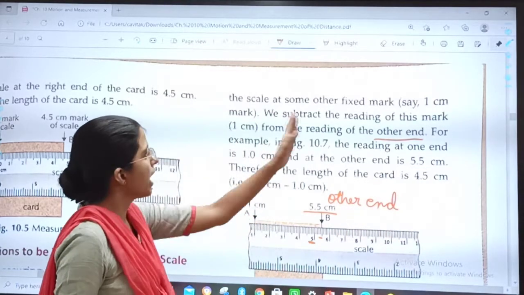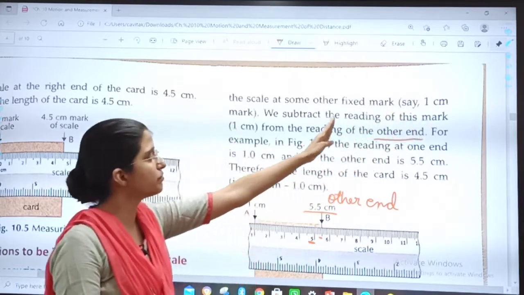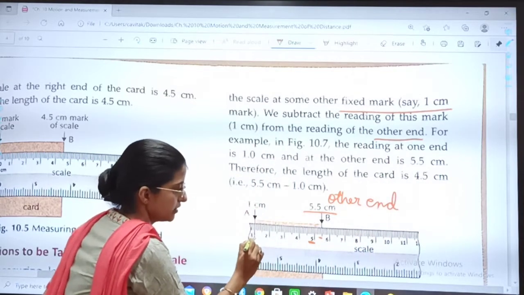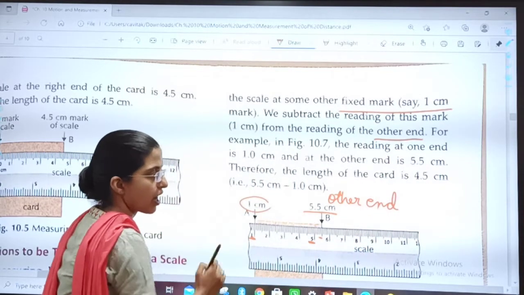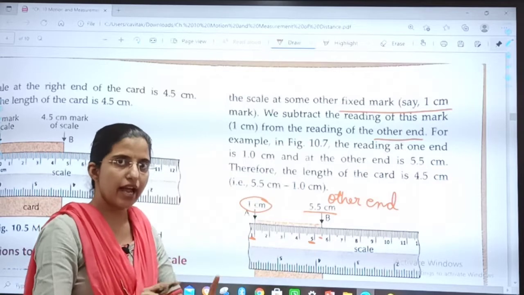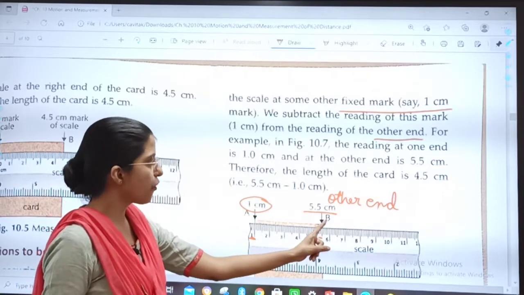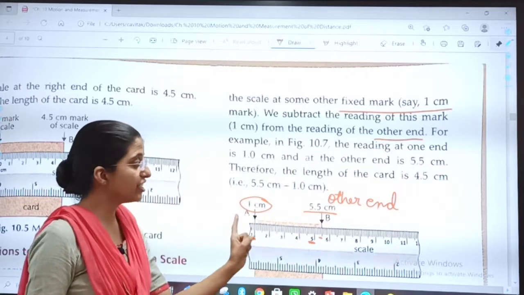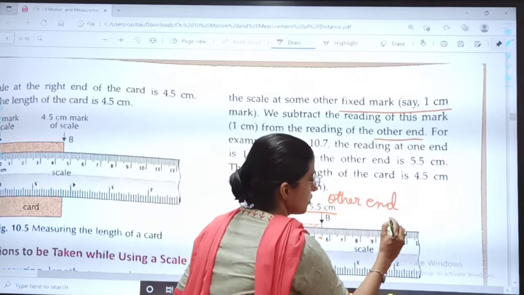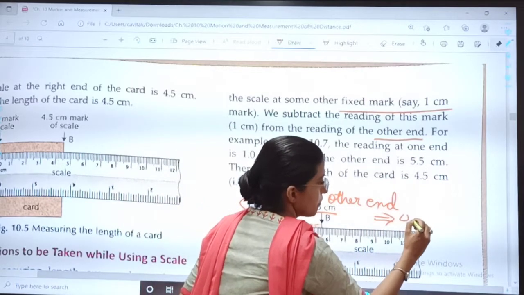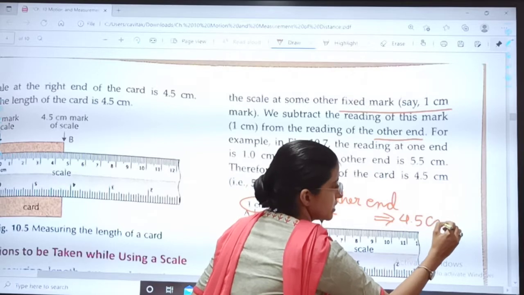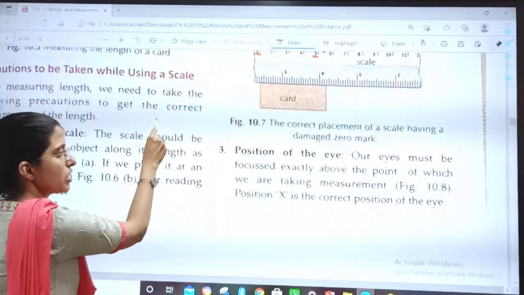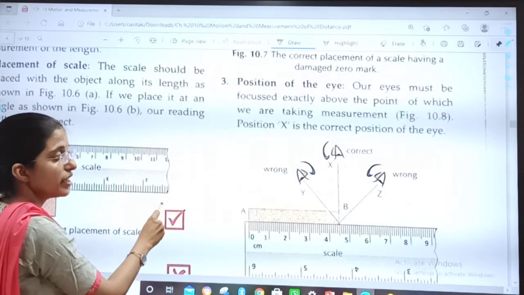Now we subtract the reading of this mark, that is the fixed mark. What is the fixed mark here? 1 centimeter. See, this is the 1 centimeter fixed mark. So we will subtract this and we will get the final answer. So 5.5 minus 1.0 is 4.5. So our answer will be 4.5 centimeter. Okay.